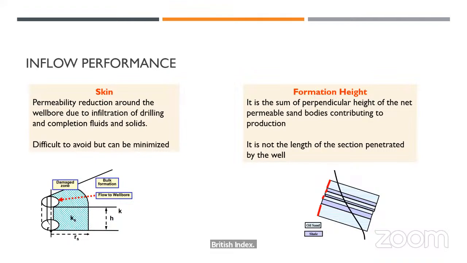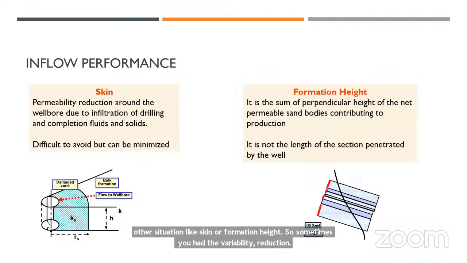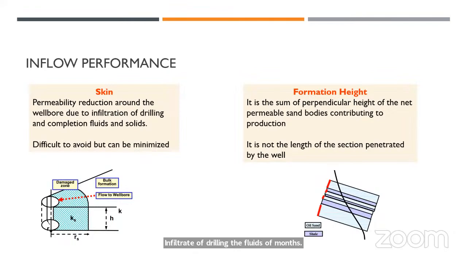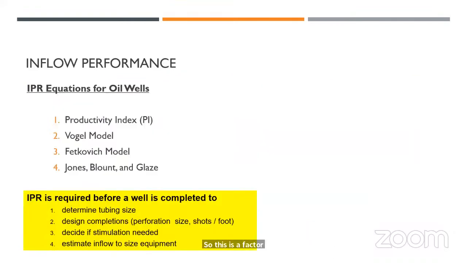In the inflow performance relationship, we have some major factors that might be misleading in some situations, like skin or formation height. Sometimes we have permeability reduction at the wall due to infiltration of drilling fluids or muds that will prevent the liquids from coming from the reservoir. Formation height we need to understand as the sum of the perpendicular height of net permeable sand bodies contributing to the production. So this is a factor that controls the inflow performance relationship.